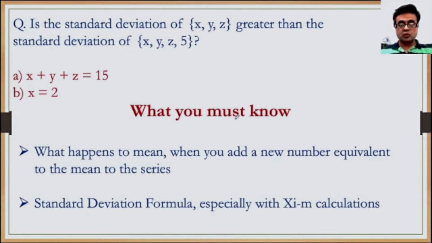What you must know to solve this question is, first, what happens to the mean of the series when you add a new number which is equal to the mean of the series. If you need to review that concept, the link is above and also in the description. And finally, you should know the standard deviation formula, especially the xi minus m calculations, which is the spread of each data point from the mean. Once you're equipped with these things, we can quickly solve the problem. Let's look at the solution.